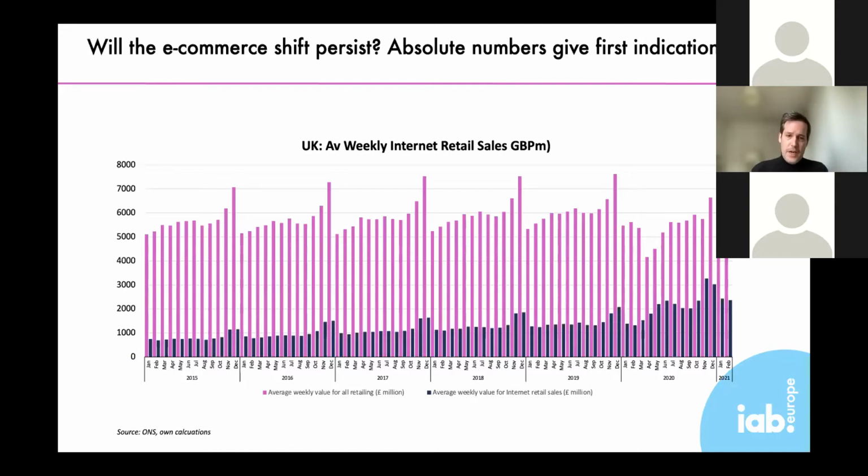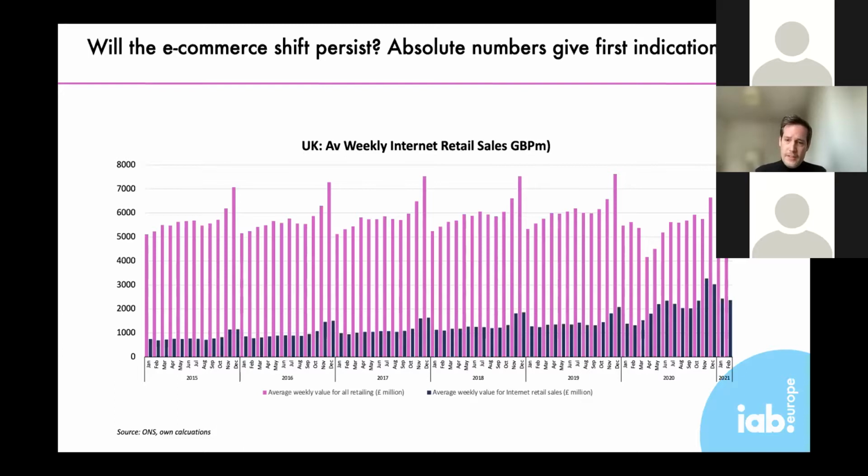And have a look at this slide here, which shows the average weekly value for all retailing, excluding internet, and then the average weekly value for internet retail sales. So here, not in terms of percentage, but in terms of absolute volume, because it's pretty clear: if the economy shuts down, the physical economy, of course, the percentage of e-commerce goes up. There's a very favorable environment for it to go up, right? But if the economy opens up and e-commerce is now competing again with brick and mortar, how does this situation look then? And to assess that, we need to look at the absolute sales numbers in pounds, in euros, in dollars.